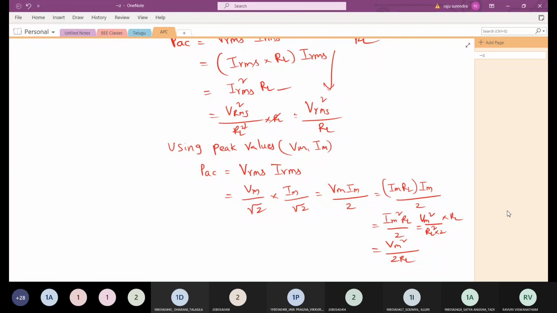Did all of you understand? Yes, sir. You can substitute the Im value here also, and directly we will get the final expression. If you substitute Im as Vm by RL, then Vm square by 2 RL. So finally here also you can get Vm square by 2 RL. All of you got my point? Yes, sir. Okay.